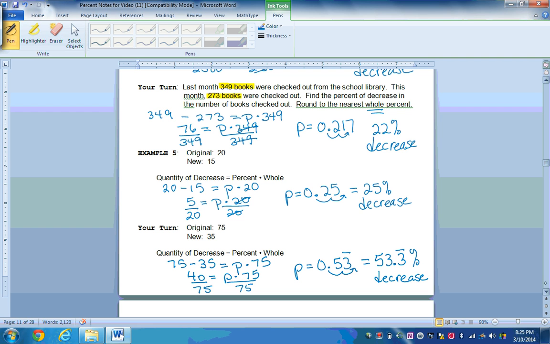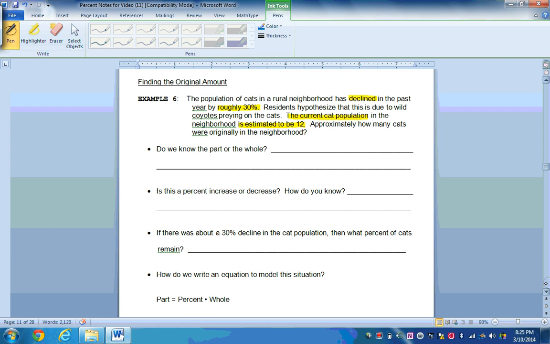Great. We're going to change gears a little bit here, and we're going to now be given the percent, and you're going to have to find the starting amount. So let's look at example 6 here. The population of cats in a rural neighborhood has declined in the past year by roughly 30%. Residents hypothesize that this is due to wild coyotes preying on the cats. The current cat population in the neighborhood is estimated to be 12. Approximately how many cats were originally in the neighborhood?